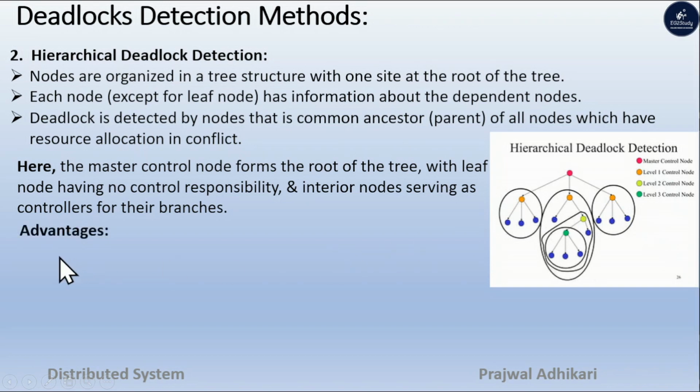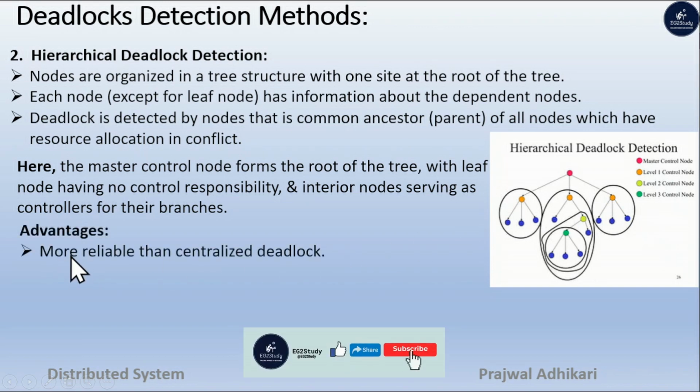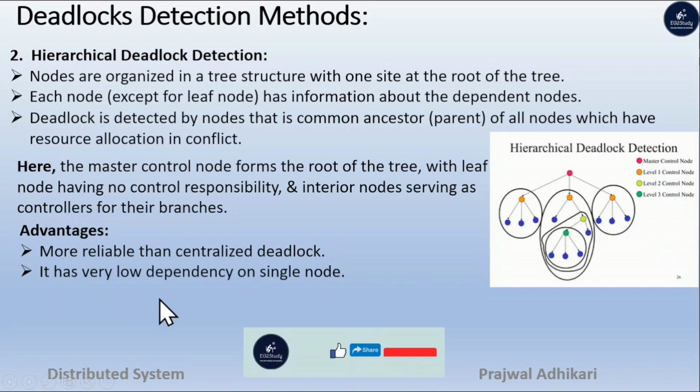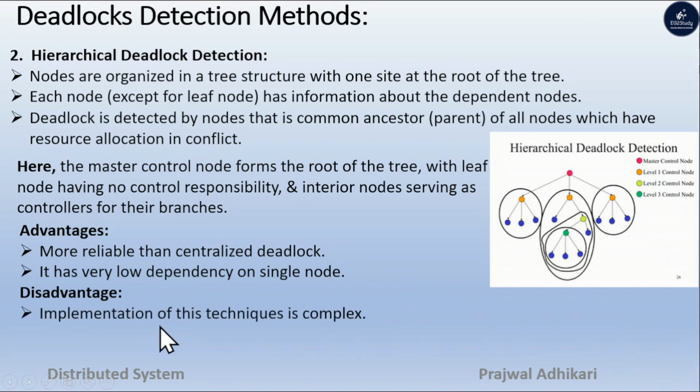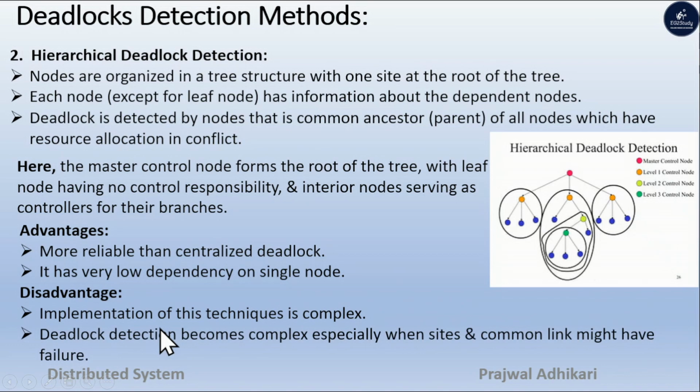Advantages of hierarchical deadlock detection: it is more reliable than centralized deadlock detection. It has very low dependency on a single node. Disadvantage of hierarchical deadlock detection: implementation of this technique is complex. Deadlock detection becomes complex especially when sites and common links might fail.